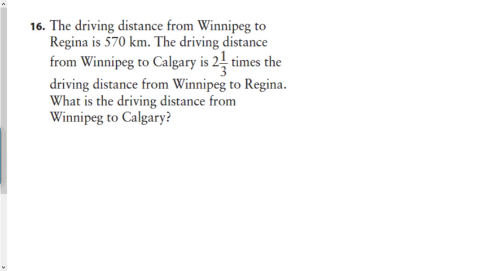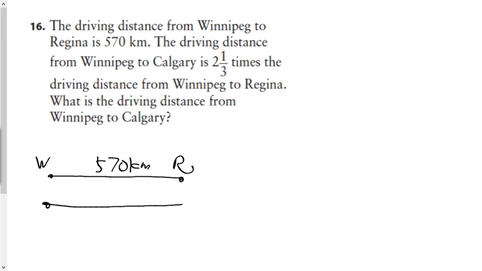Question number 16 says the driving distance from Winnipeg to Regina is 570 kilometers. So what I'm first going to do here is simply draw a number line. I'm going to put W for Winnipeg and R for Regina and 570 kilometers for that line. The driving distance from Winnipeg to Calgary is 2 1/3 times longer. So I'm actually going to take that, double it, and then a little bit more. And that's going to be the distance from Winnipeg to Calgary.